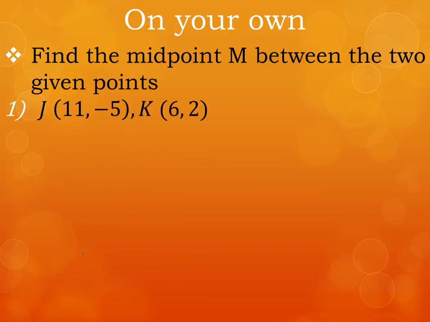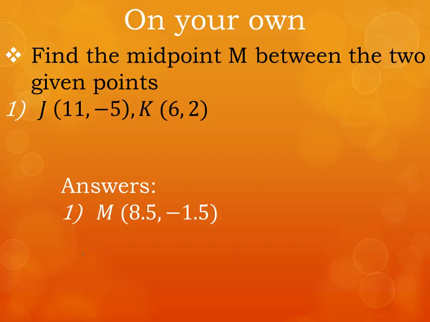So we're going to find the midpoint between points J and K here. Be careful with how you work it out, and pause the video while you do that, so we'll verify the answer in a little bit. Alright, so your answer should be M is 8.5, comma negative 1.5.